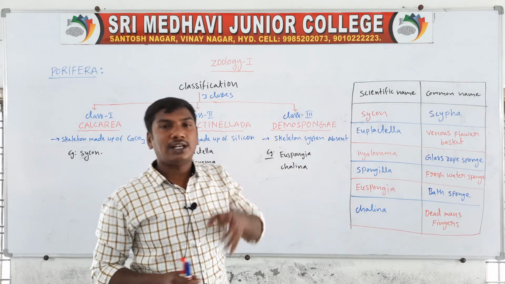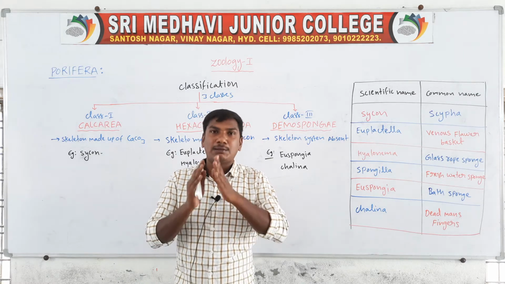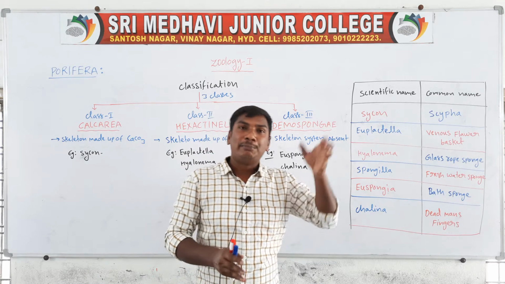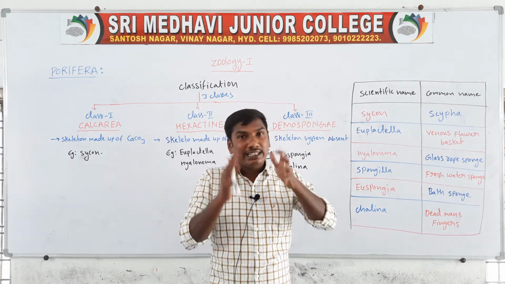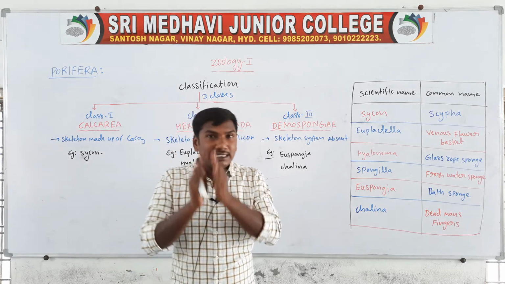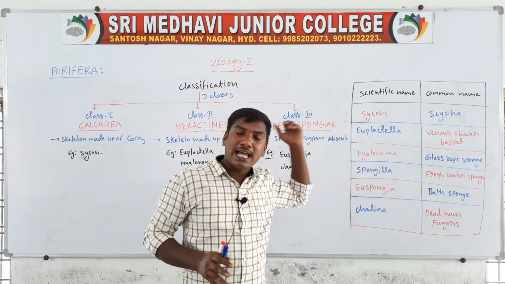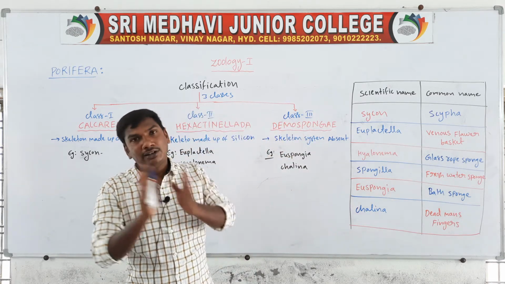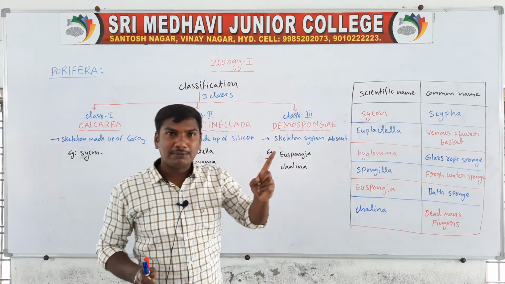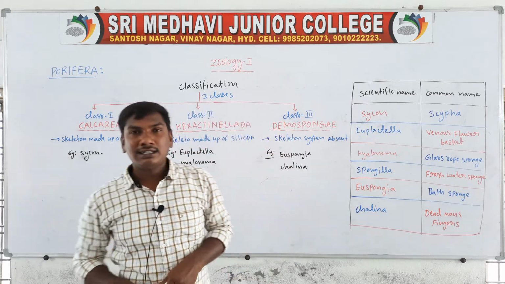Next one, reproduction. These animals are hermaphroditic. Hermaphroditic means a single parent releases both male gametes and female gametes. This type of animal is called a hermaphrodite. Next one, asexual reproduction and sexual reproduction. Porifera animals show both. Asexual reproduction occurs by two processes: fragmentation and budding.